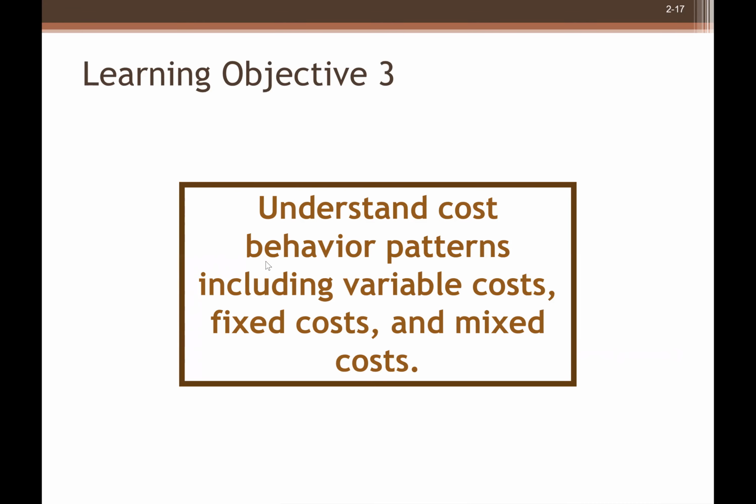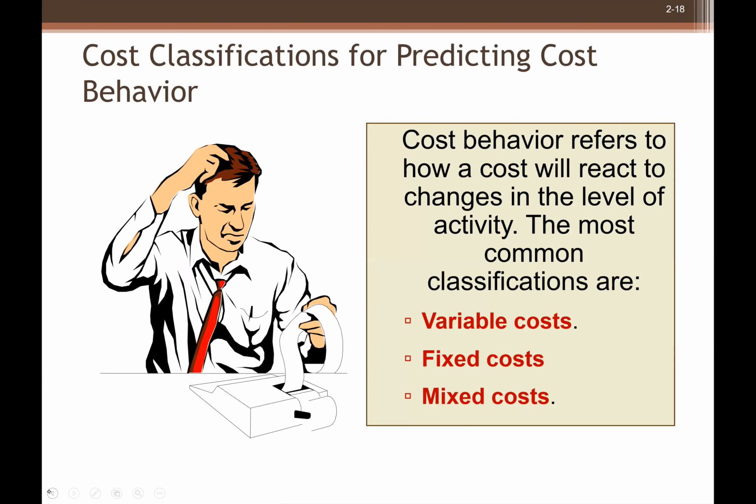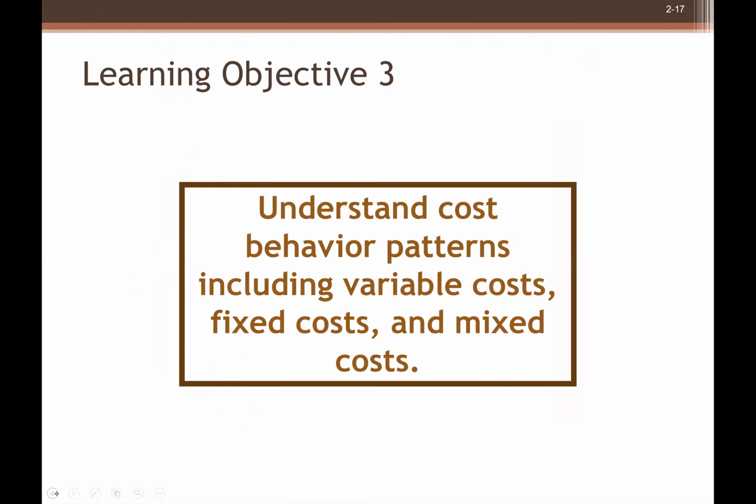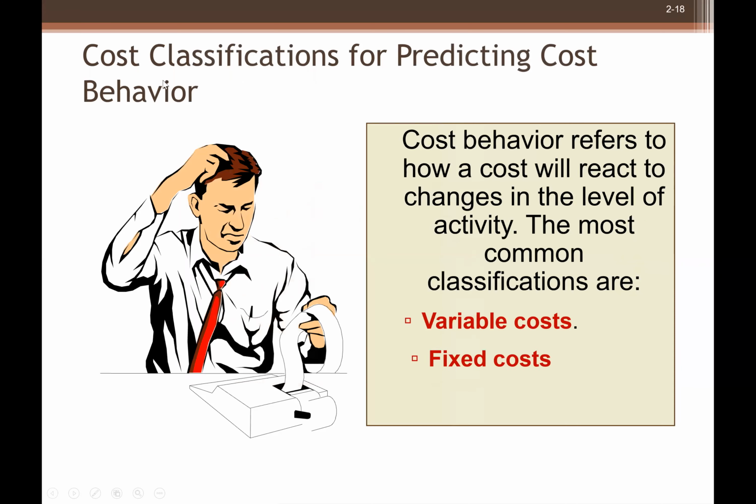Our third learning objective is to understand behavior patterns including variable cost, fixed cost, and mixed cost. So you're getting where we are going right now. We are classifying our costs based on behavior. Here we go. Cost classification based on predicting behavior. Number 1 is variable cost. Number 2, fixed cost, and number 3, mixed cost.